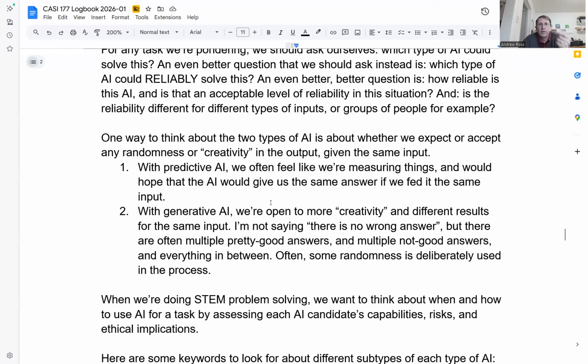So when we're doing STEM problem solving, we want to think about when and how to use AI for a task, thinking about the capabilities of each type of AI, the risks that are involved, and any ethical implications.